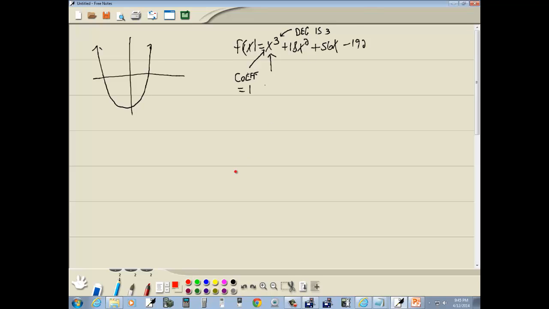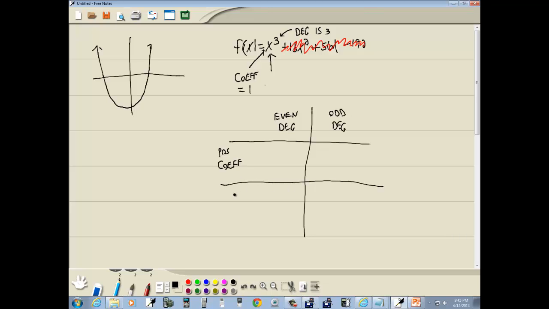Now for the leading coefficient test, the rest of this does not matter. All the leading coefficient test does is look at the first term. Well, we're going to have two possibilities for the degree. We can have an even degree, and we can have an odd degree. For our coefficient, we can have a positive coefficient, and we can have a negative coefficient.